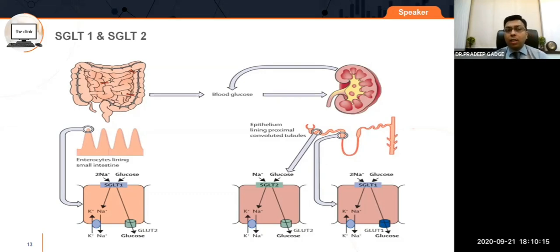So let's understand where SGLT1 and SGLT2 receptors are. SGLT1 receptors are present in the intestine on the enterocytes, and SGLT2 receptors are present in the kidney on the proximal convoluted tubule. See, this is a glomerulus. This is actually a nephron, a complete nephron. This is the glomerulus. This part is the proximal convoluted tubule, and then the distal convoluted tubule and the collecting duct, and in between is the loop of Henle. So this is the site where SGLT2 receptors are located.